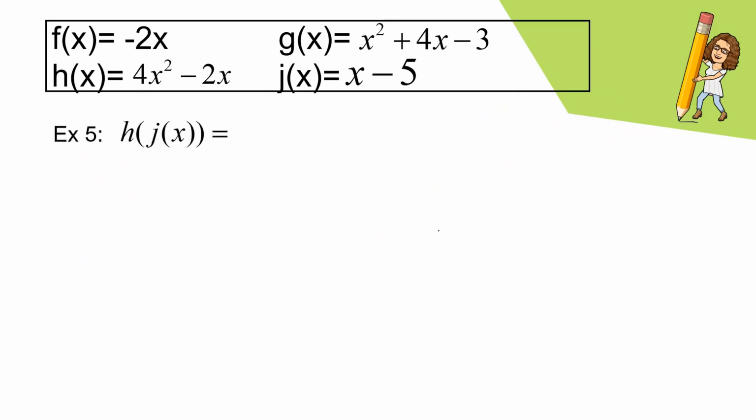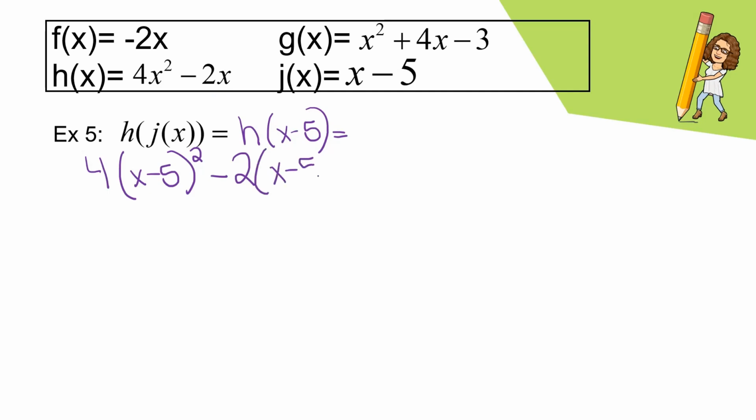Let's try number 5. So they want me to do h of j of x. So I'm doing h of x minus 5, right? That's what I'm going to do. Every time I see an x, I'm going to write x minus 5. So I'm going to start writing out h. Oh, I see an x. I'm going to put x minus 5. Notice it's a squared. Minus 2, another x.